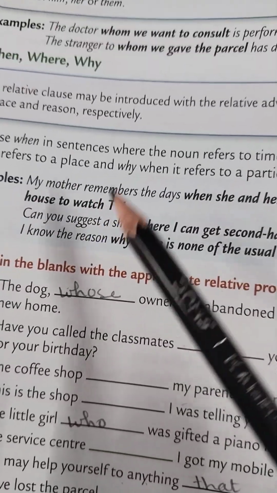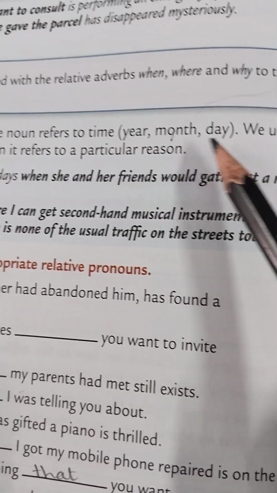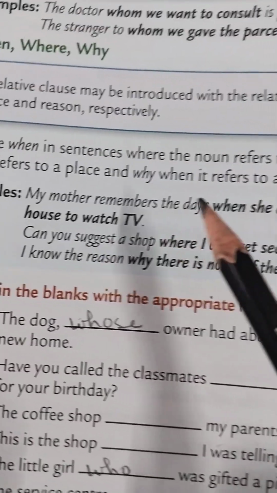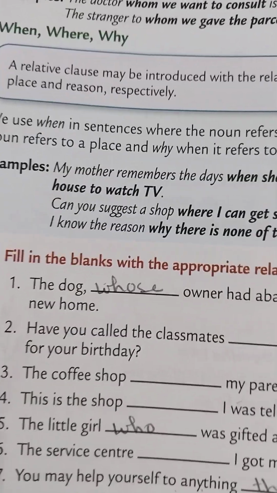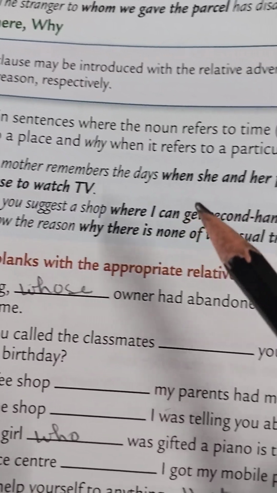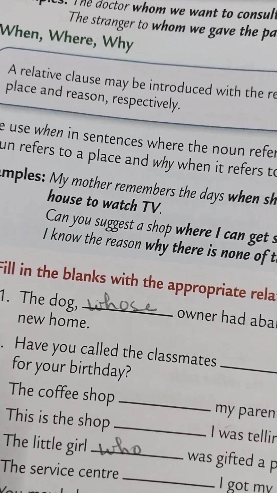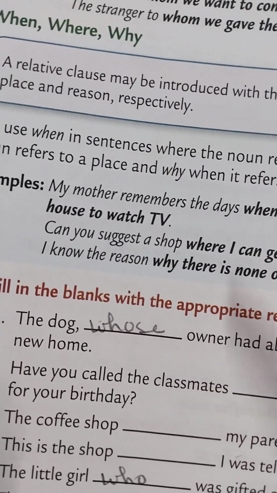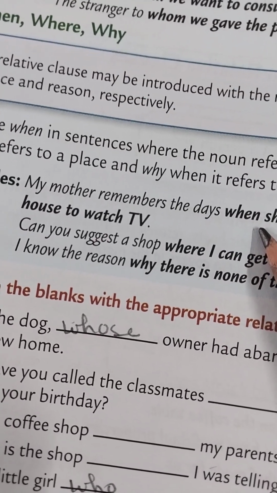We use when in sentences where the noun refers to time, that is year, month, day, and we use where when the noun refers to place, and we use why when it refers to a particular reason. For example, my mother remembers the days when she and her friends would gather at a neighbor's house to watch TV. In this sentence we have used when, children, to refer to time.